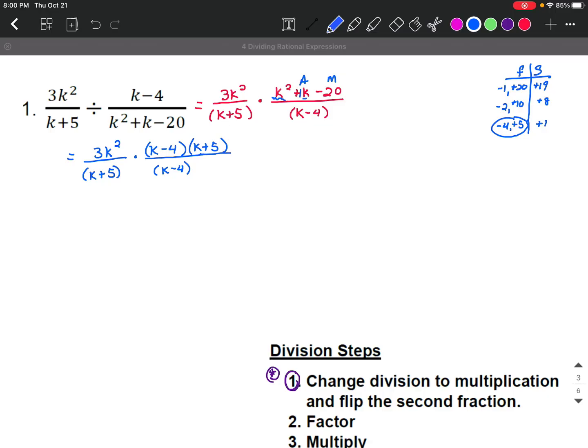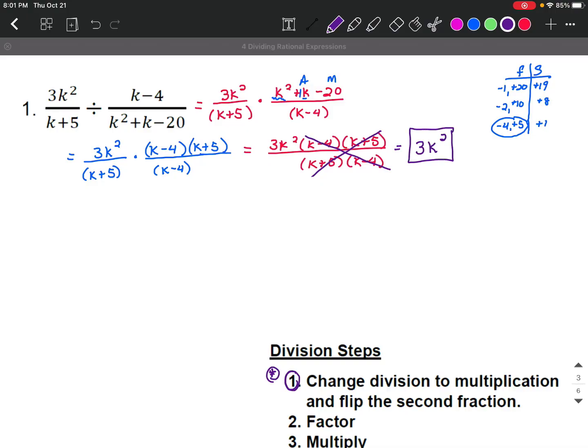Okay. Now we multiply straight across everything that's in the top, 3k squared times k minus 4 times k plus 5 all over everything that's in the bottom, k plus 5 times k minus 4. And now we look for exact matches. My k plus 5's cancel out, my k minus 4's cancel out. The only thing left is 3k squared in the top, and the bottom only has a 1, and we never leave a 1 in the denominator.